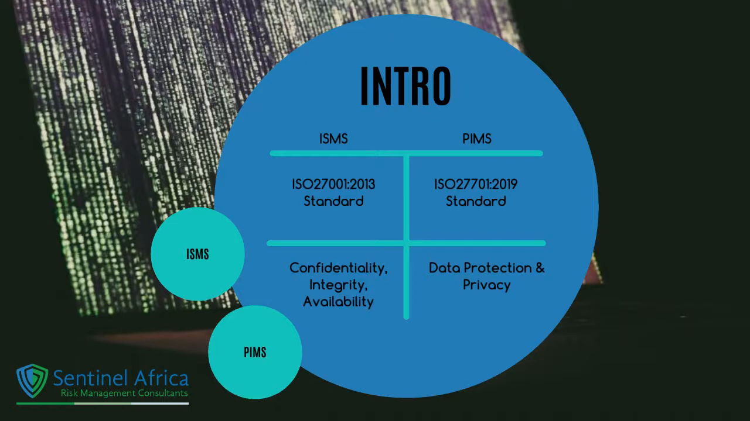the 2019 version. If you're looking at the ISMS also, you're concerned mainly with the confidentiality, integrity, and availability of your information and critical information assets, while with the PIMS, you're more concerned with your customer data or your staff data, data that is personally identifiable information. So that's more private data and protecting that privacy.